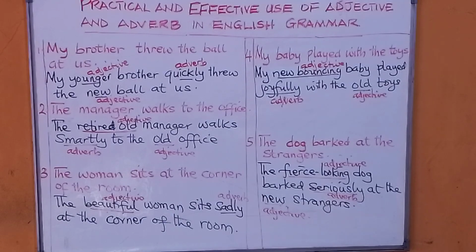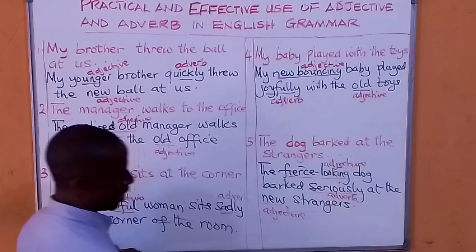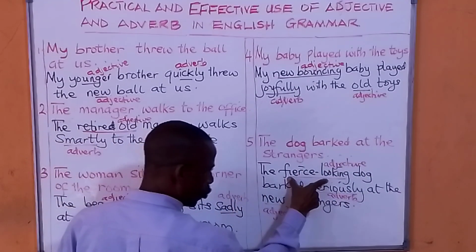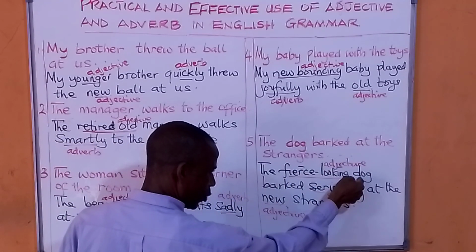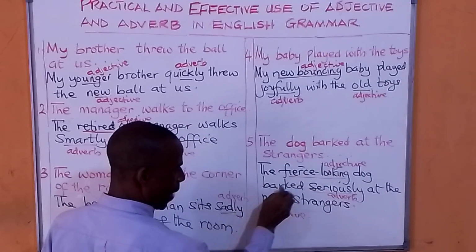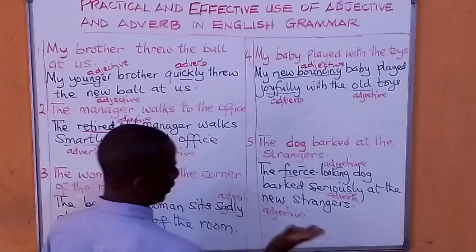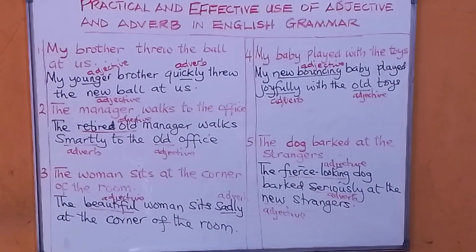Now, instead of saying the dog barked at the stranger, now I'm going to have the fierce looking dog, qualifying the dog, barked seriously. Now giving you more information about how the barking is done. Barked seriously at the new stranger instead of saying strangers. Now you see how that is done. Let's read this quickly. You see how the sentences have been shaped to make the sentences more interesting now.